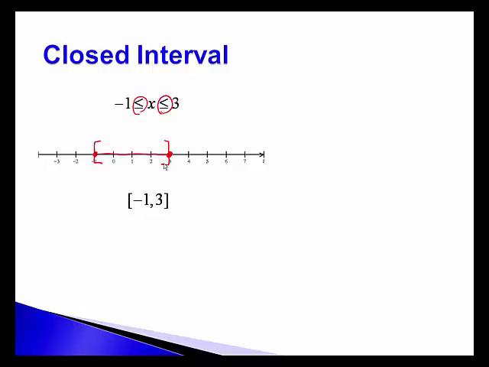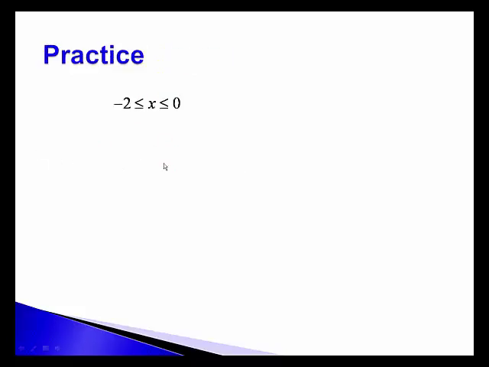What I'd like to do now is give you one to try. So let me ask you to do this closed interval. You may want to pause the video, do this, and come back and check. This time we would have a closed circle at -2, a closed circle at 0, and we would shade in between. To write this then in interval notation, it would be [-2, 0], with brackets on both ends since both symbols have an equal to with them.